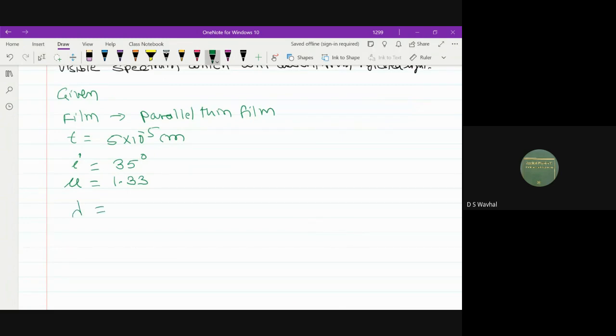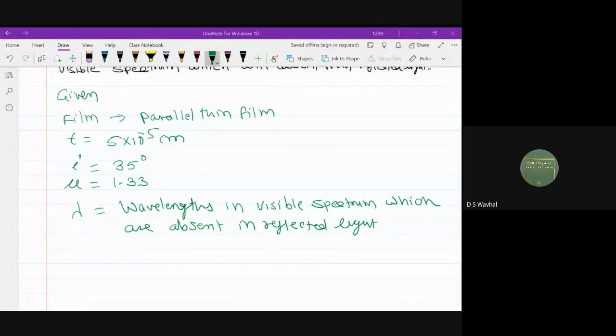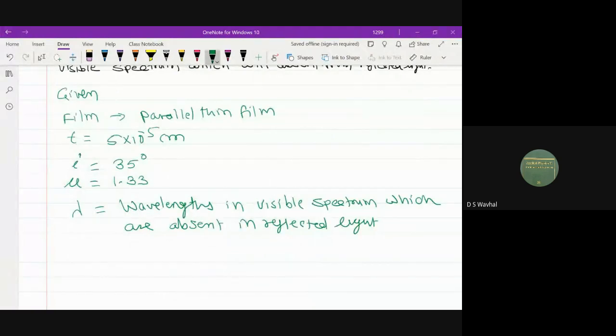And what we have to find is wavelengths in visible spectrum which are absent in reflected light. So this is nothing but interference in the reflected light, and the wavelengths are absent in the reflected light means that waves are interfering destructively. So we have to consider that condition for the destructive interference.